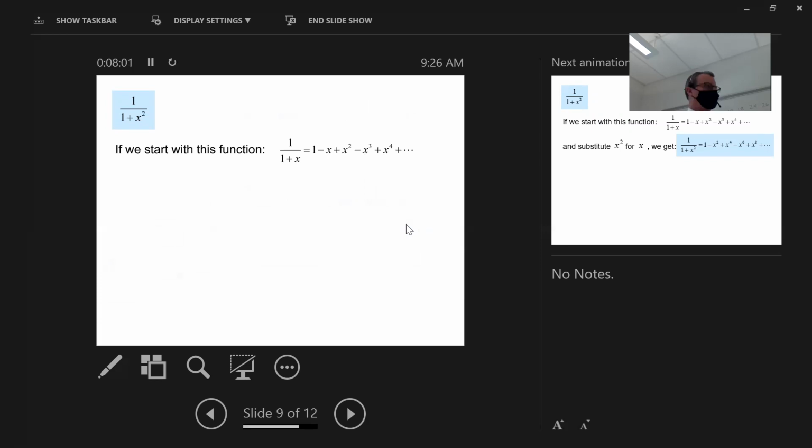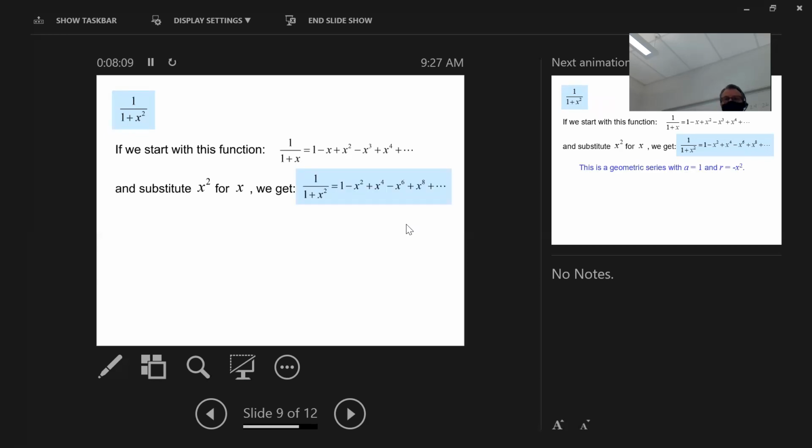Now, this is more intuitive. Like, well, how do you know to do that? You need some practice, but it's just substitution. It's 1 subtract, first term divided by 1 subtract the constant multiplier. The constant multiplier is x squared.